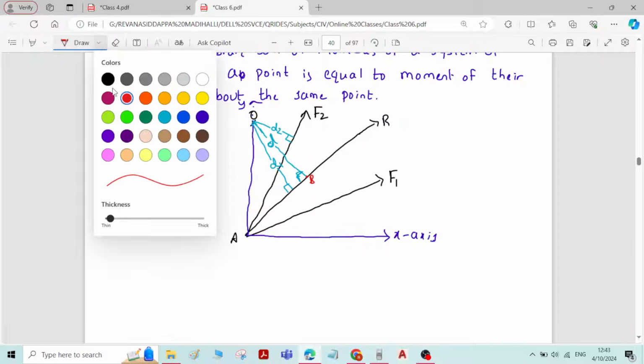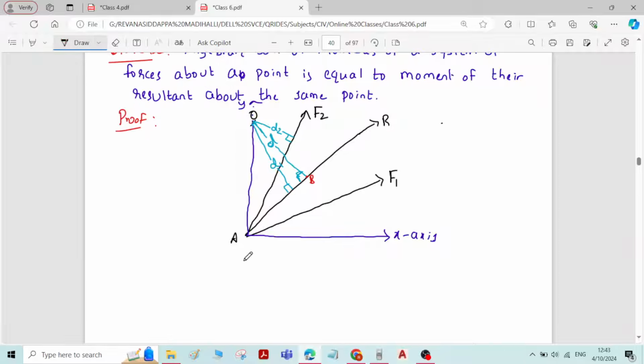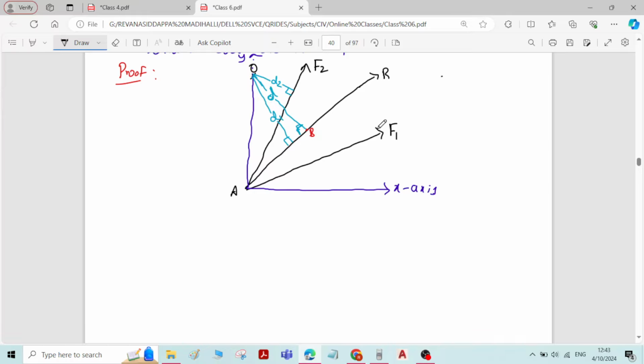Now as per the statement of Varignon's theorem of moments, we have to prove the sum of moments of forces F1 and F2 about point O is equal to the moment of the resultant force about the same point O. So we have to prove that the moment of force F1 is F1 into d1 plus the moment of force F2 is F2 into d2 is equal to the moment of the resultant force about the same point, that is R into D. This equation we have to prove.